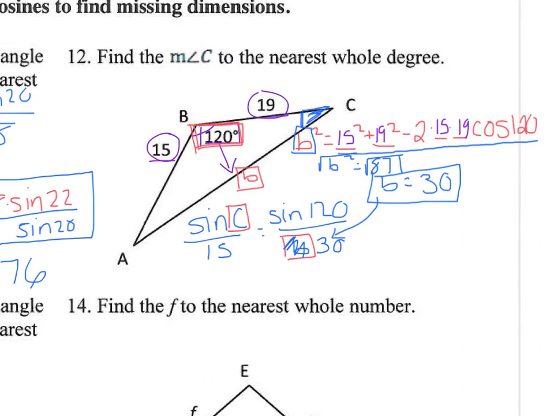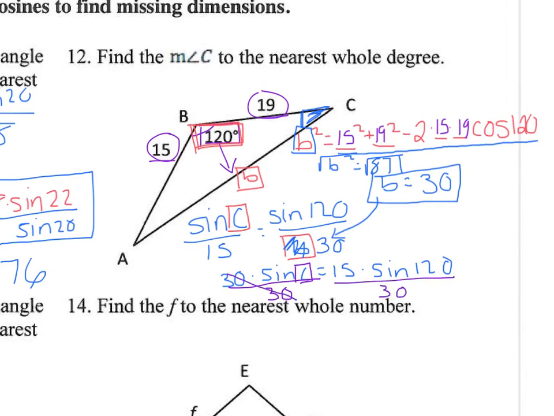So now I can cross multiply. I have 30 times the sine of c is equal to 15 times the sine of 120. To get c by itself, the first thing I have to do is divide both sides by 30. So divide both sides by 30. That's going to cross that out.